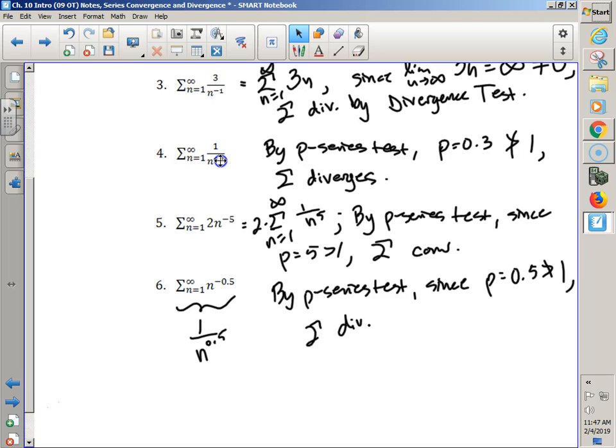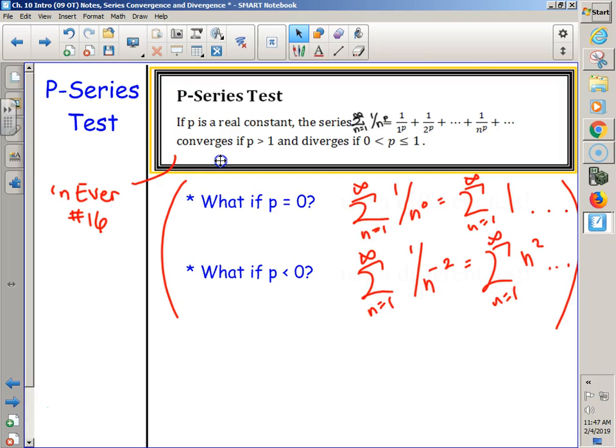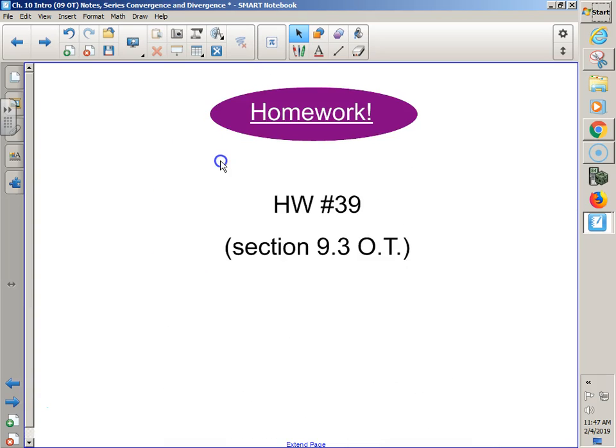P-series test, not bad, right? As long as you remember, if P is greater than 1, converges. If P is not greater than 1, diverges, right?